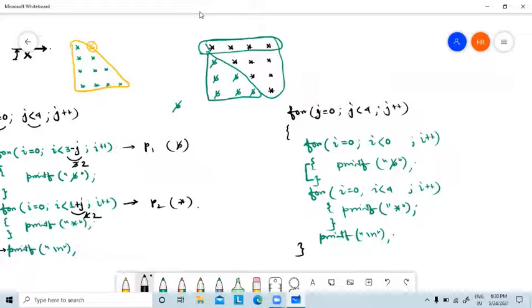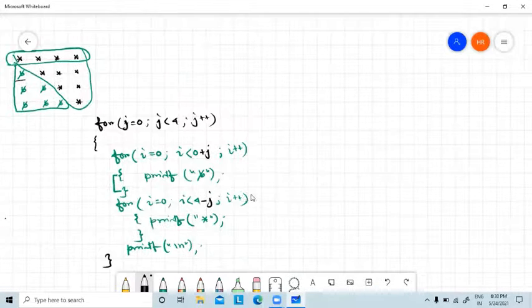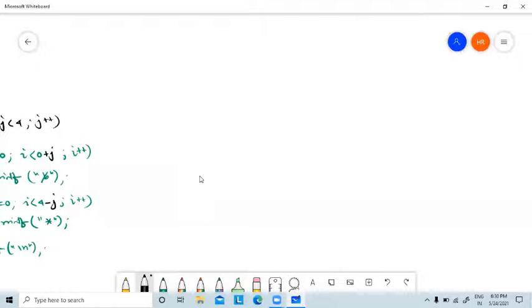Since it is increasing, blank spaces are increasing, so plus j, and the star is decreasing, so minus j. Done. It is very simple if you understand the pattern. If you understand the pattern, then it is very simple to solve the problem. And I will try to give you the idea of different patterns.